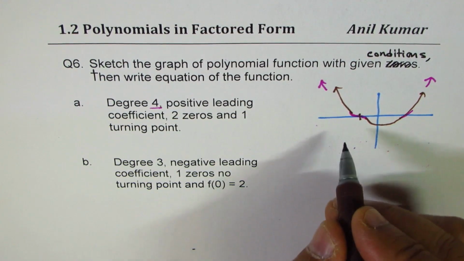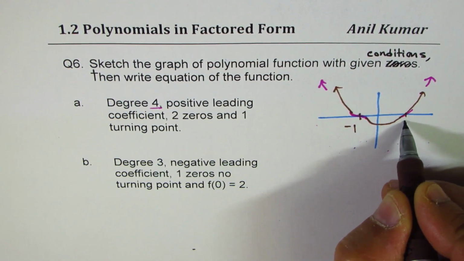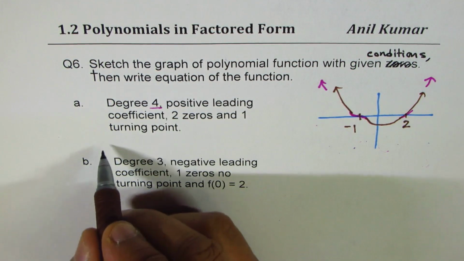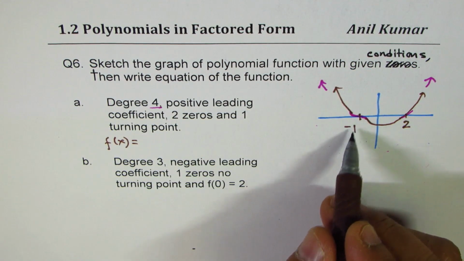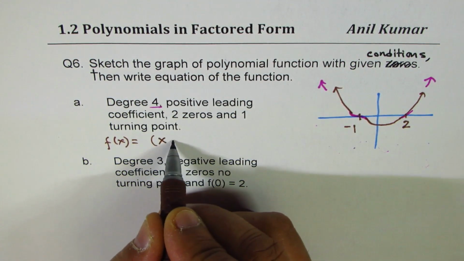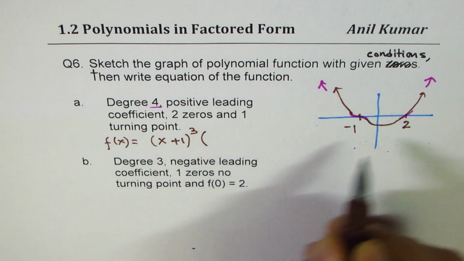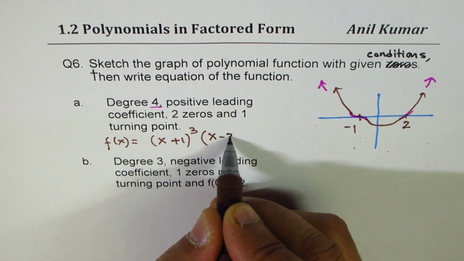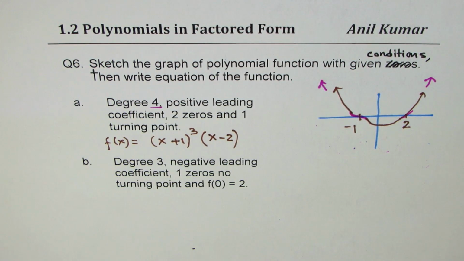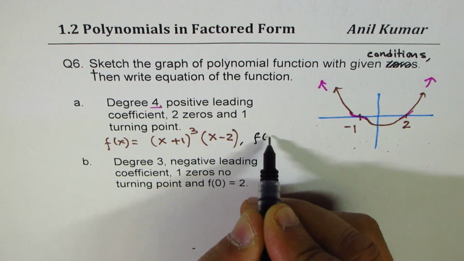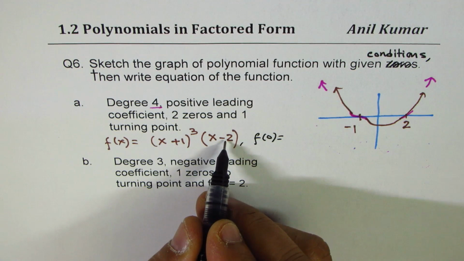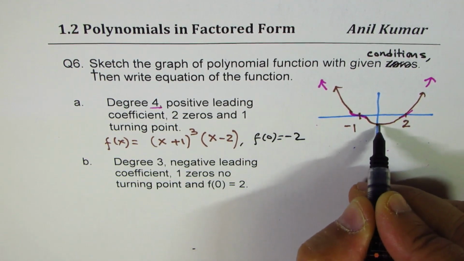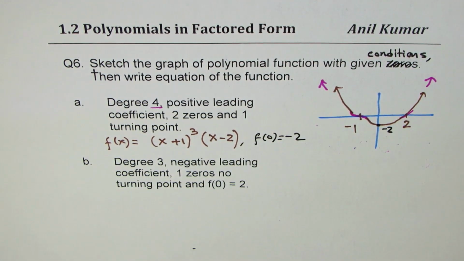So let us say this point is at minus 1 and that is at 2. In that case, the function could be: we have a cubic zero at minus 1, so it is x plus 1 whole cube, and then linear at 2, so x minus 2. That is degree 4. Perfect. Now in this particular case, what is f of 0? If I plug in 0 here, I get 1 times minus 2, which is minus 2. So this point should be minus 2. Does it make sense to you?